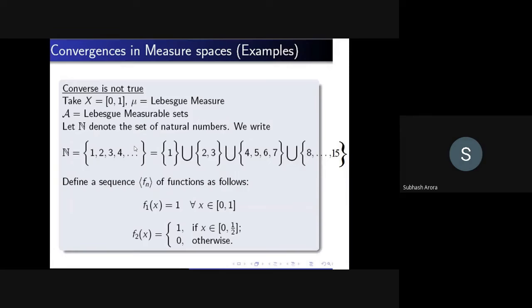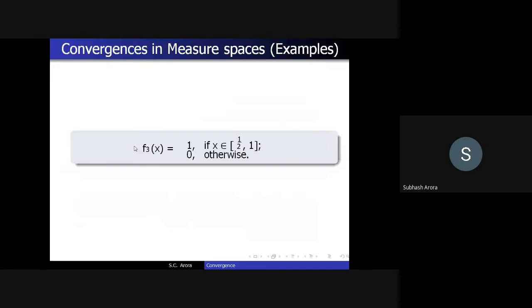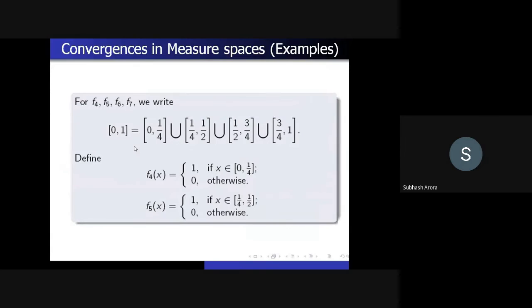Now define a sequence Fn of functions as follows. F1(x) is equal to 1, firstly. Then F2(x) is equal to 1 if x belongs to [0, 1/2], and 0 otherwise. And F3(x) is equal to 1 if x belongs to [1/2, 1]. So we have defined F1, F2, F3.